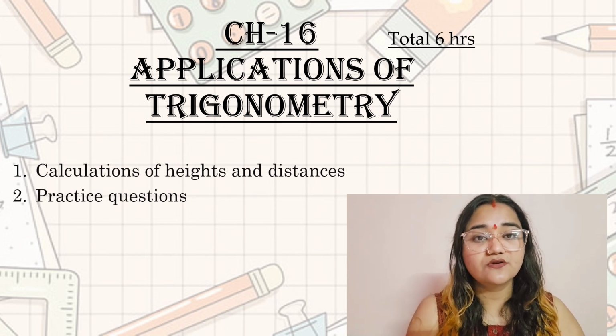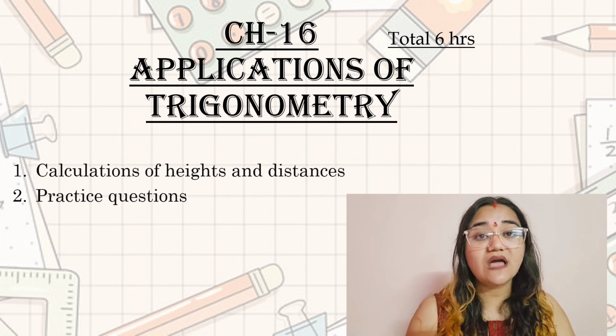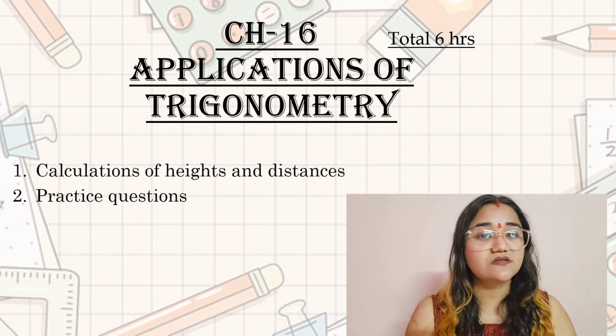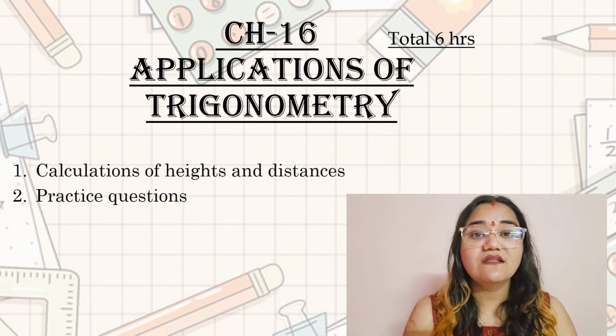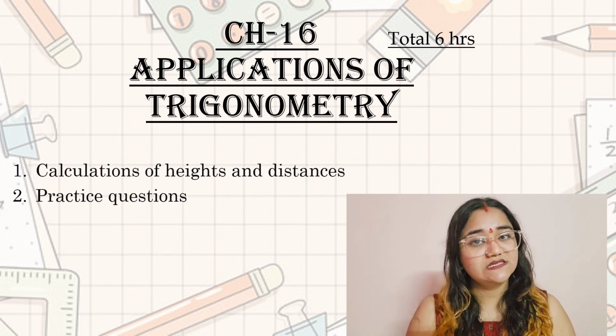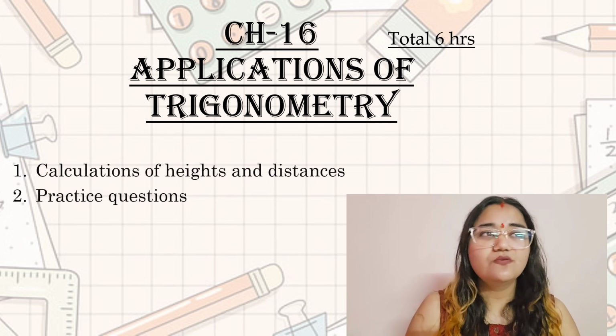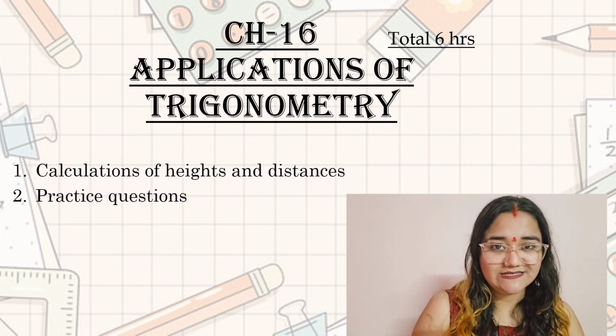Suppose a particular object is placed far off and we want to calculate its distance from us. So using the trigonometric ratios, using the trigonometric values, we can calculate the heights and distances of the objects or things. So this chapter will take us around 6 hours.